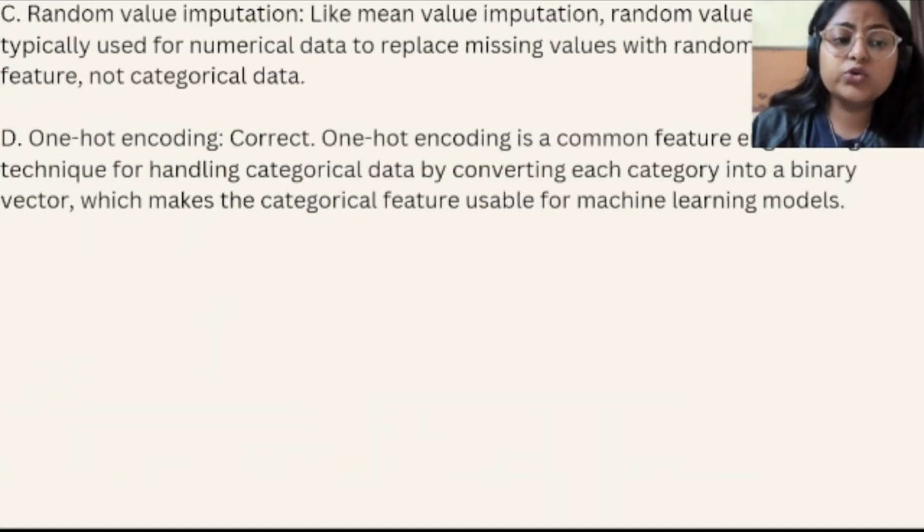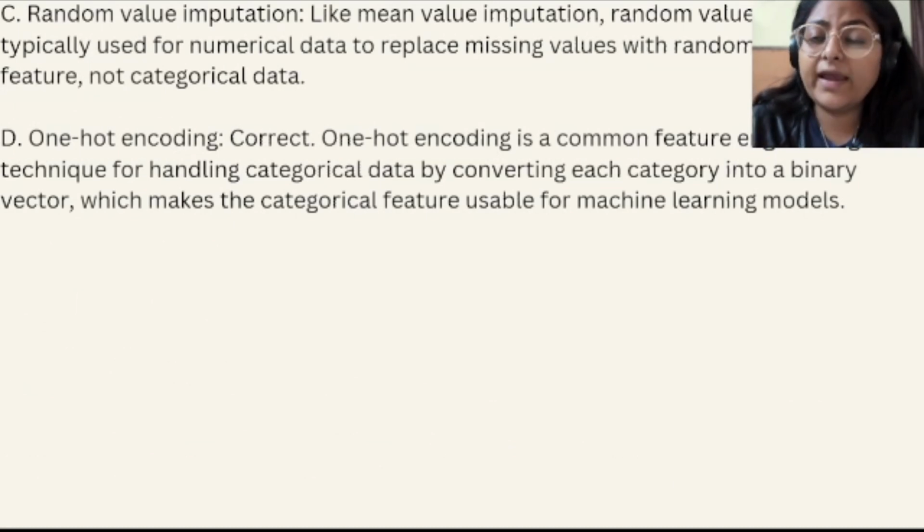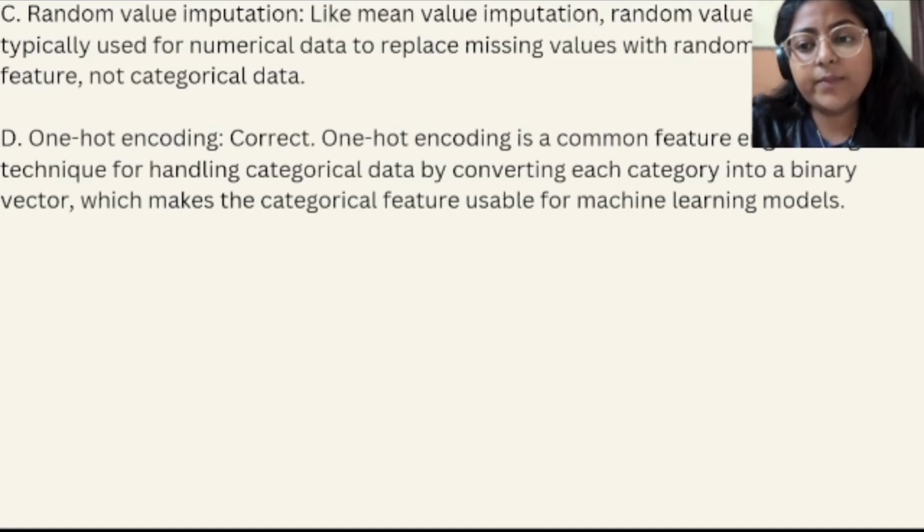And why have we chosen one hot encoding? Because one hot encoding is a common feature engineering technique for handling categorical data by converting each category into a binary vector, which makes the categorical features usable for machine learning models.